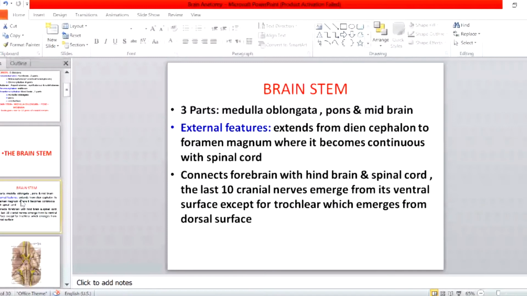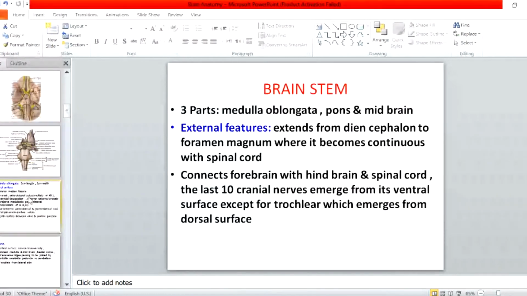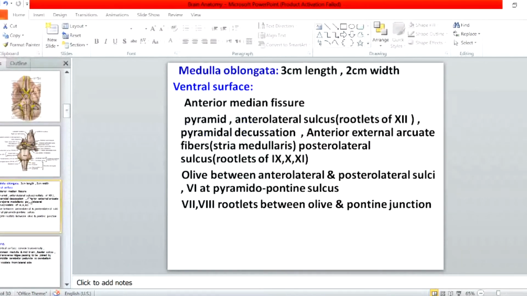From them emerge the last 10 cranial nerves, from the 3rd till the 12th cranial nerve, except the first and the second. They arise from the forebrain, but the last 10 arise from the ventral aspect of the brainstem, except the trochlear, which arises from the dorsal aspect and then curves to the ventral aspect. Now you'll study the medulla oblongata first.